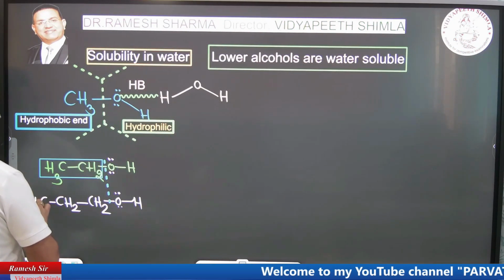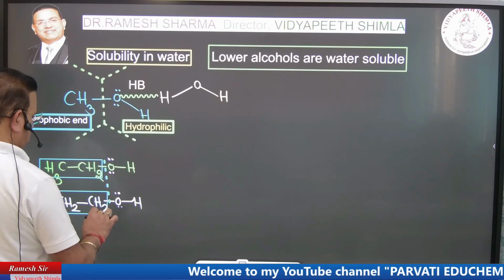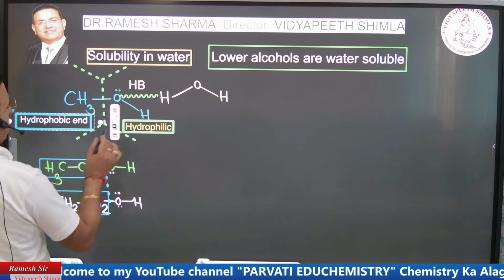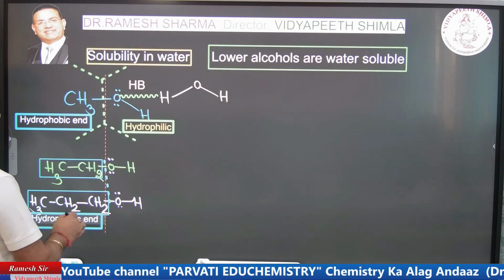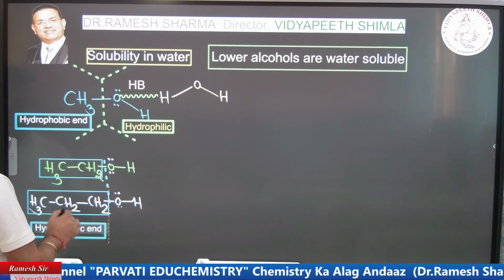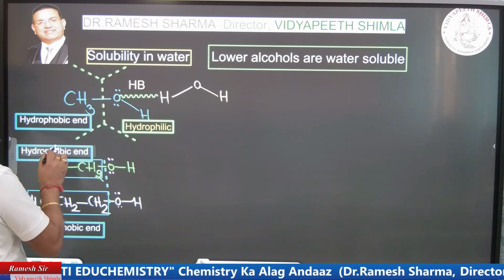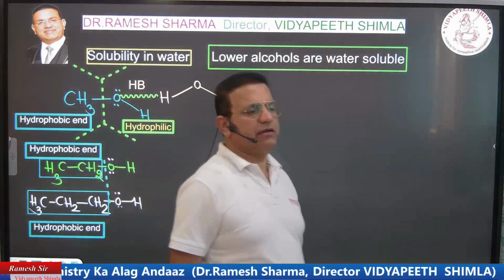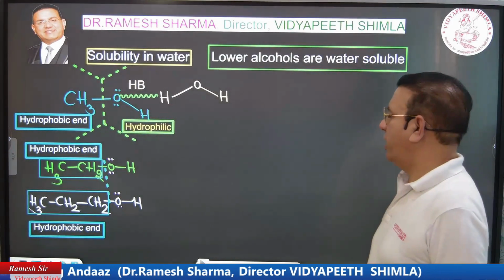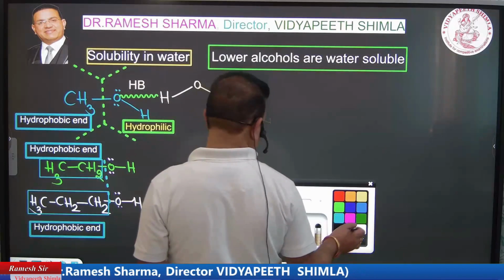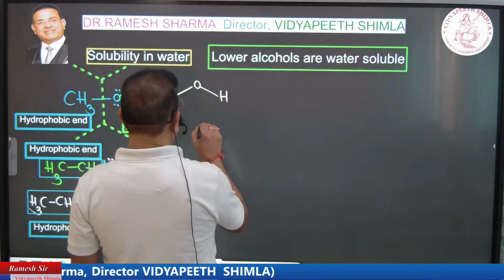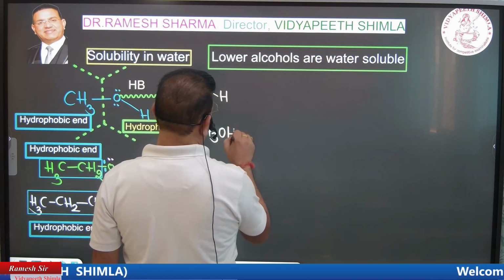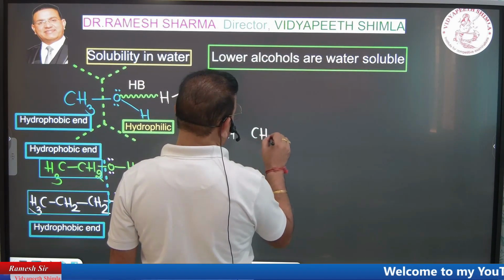It means as we are moving towards higher alcohols, the hydrophobic end is increasing, but the hydrophilic end remains the same. It means I should say methanol is more soluble in water than ethanol.